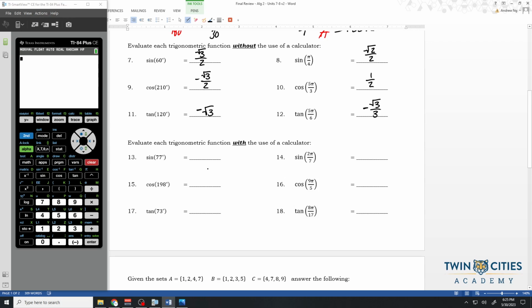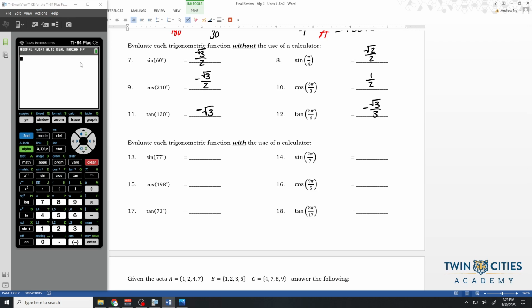Okay, the next section, 13 through 18, says evaluate these trig functions with the use of a calculator. So here you're going to have to be really careful. We've got some problems, the left three, 13, 15, and 17. These are in degrees, and the right three, 14, 16, and 18, these are in radians. So you have to be really careful as to what mode your calculator is in.